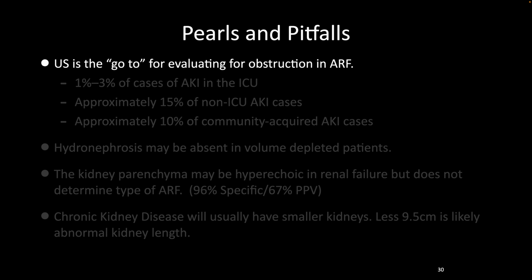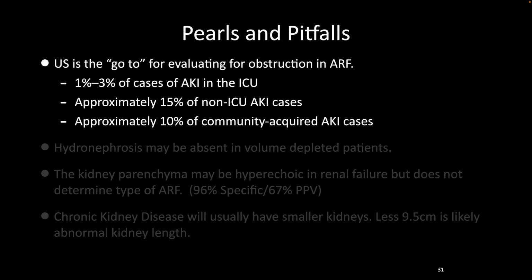Now, I want to go through some pearls and pitfalls. Ultrasound should be your go-to for evaluating for obstruction in acute renal failure. If we look here, 1 in 3 cases of AKI or acute renal failure in the ICU is going to occur due to obstruction. Now, maybe the Foley's blocked, maybe they're not urinating. That might be more of a bilateral, less likely to be a unilateral, but could occur. And then when we look at non-ICU cases of acute renal failure while in the hospital, or even just community causes, we're looking at between 10 to 15% causes for acute renal failure.